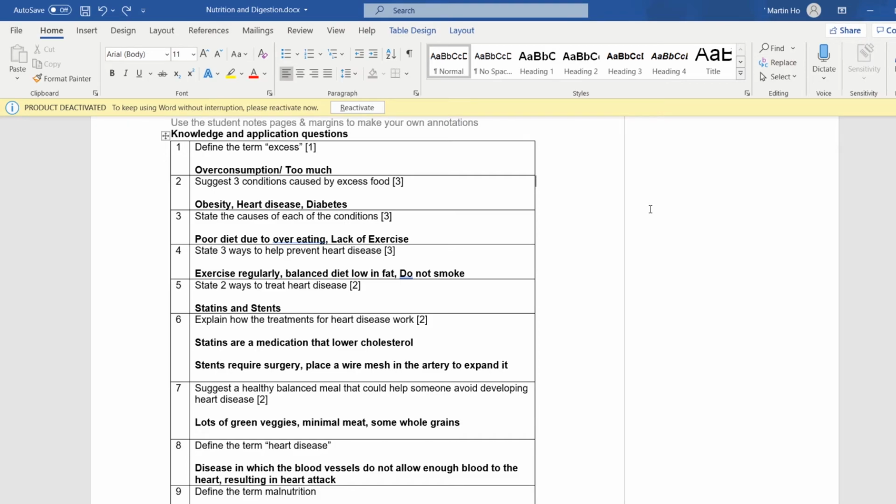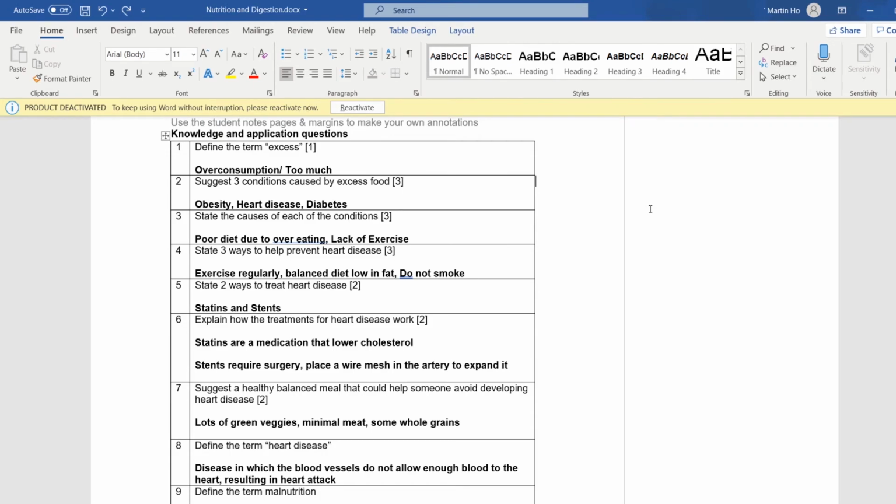Question 5. State 2 ways to treat heart disease. Statins and stents. Explain how the treatments for heart disease work. Statins are a medication that help lower cholesterol. Something to keep in mind is that statins are not a silver bullet solution to treating heart disease. Many times, those who are prescribed statins must take them for the rest of their life. Stents require invasive surgery in which they must place a wire mesh in the coronary artery to help expand it, allowing blood to flow through it.